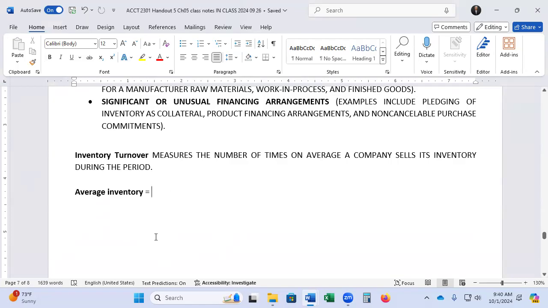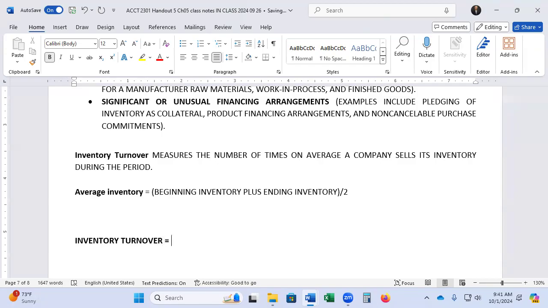Average inventory equals the beginning inventory plus ending inventory divided by 2. So inventory turnover equals the cost of goods sold divided by the average inventory.